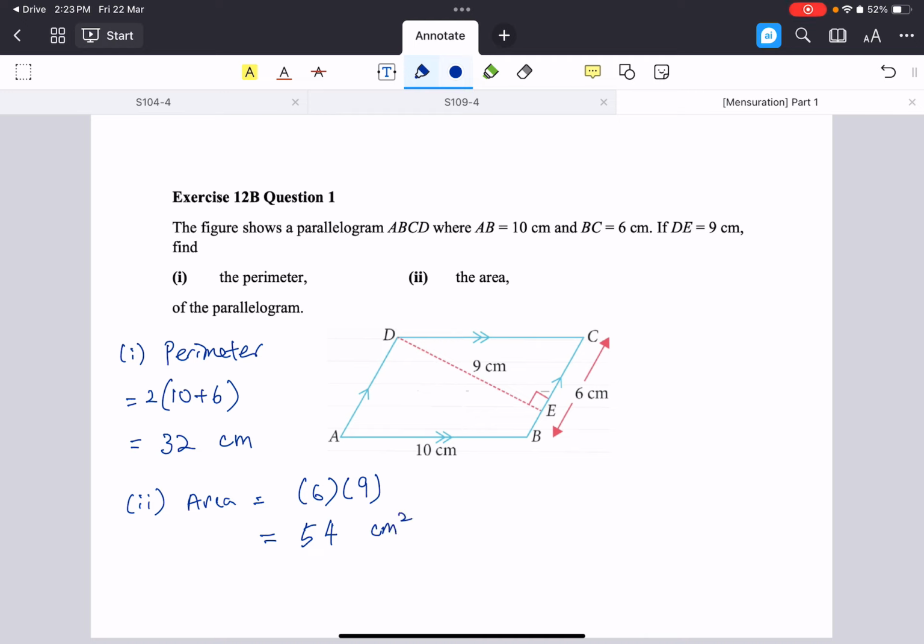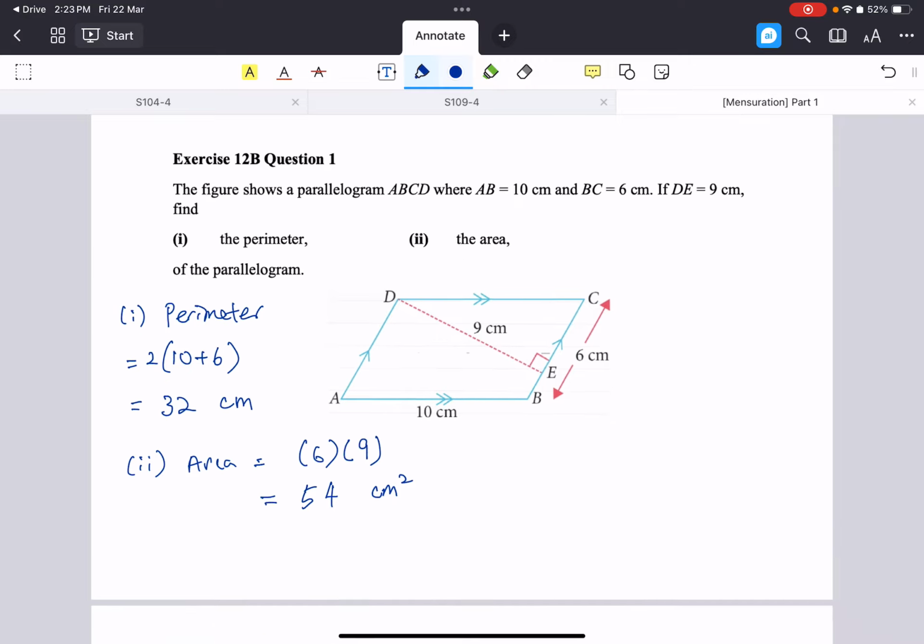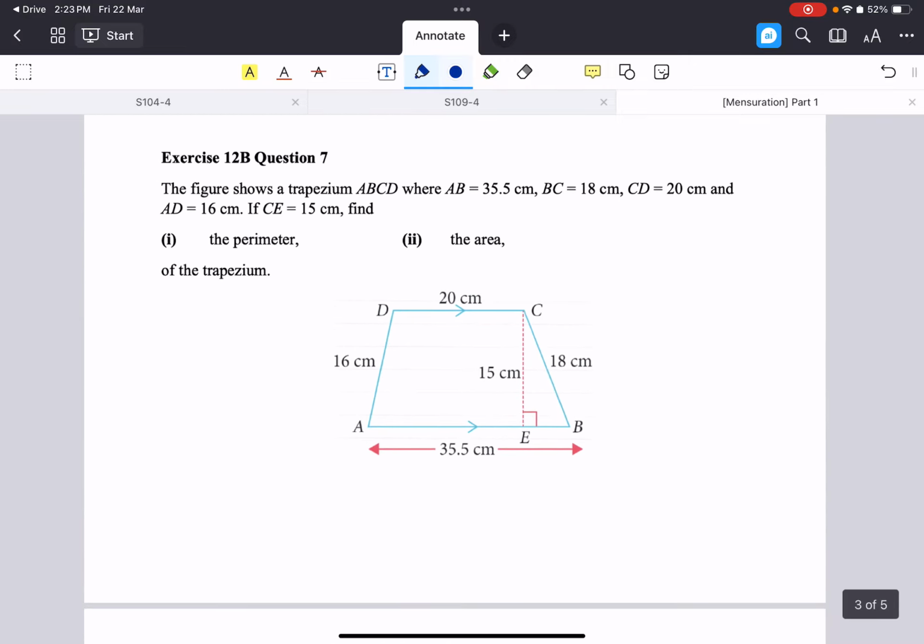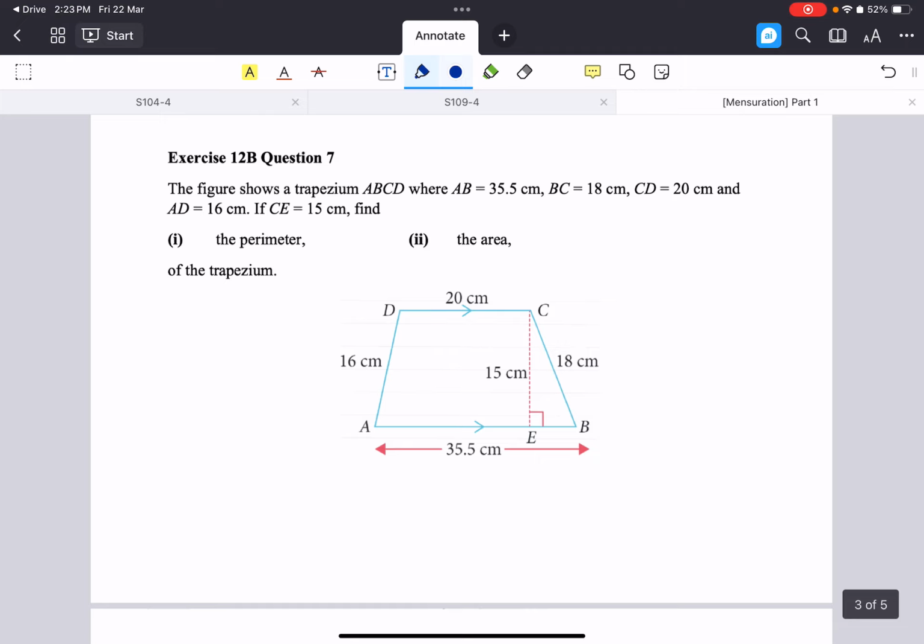Just to test us on the basics of the parallelogram, we have another question. This time round, we have a trapezium. For a trapezium, again, the dimensions are shown, and they want us to find the perimeter. As with the parallelogram, there's no shortcut to it. For the perimeter, we just need to add up all the sides. So the perimeter equals 20 plus 16 plus 18 plus 35.5. Take our calculator, add it up. It should be 89.5 centimeter.